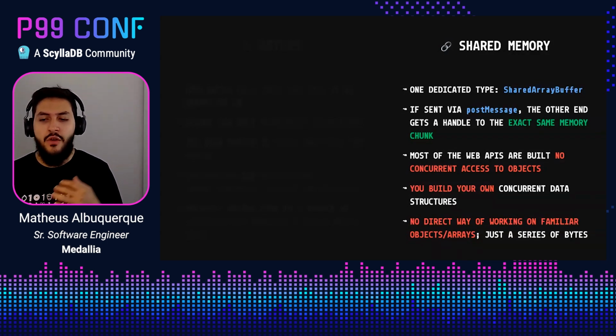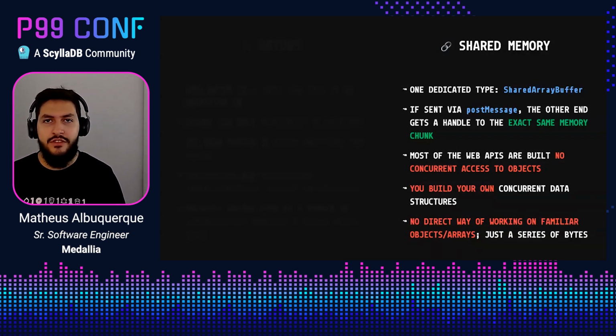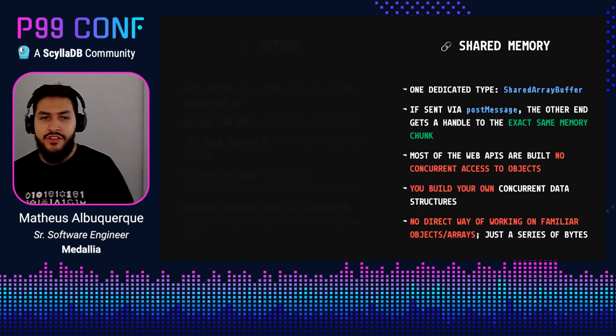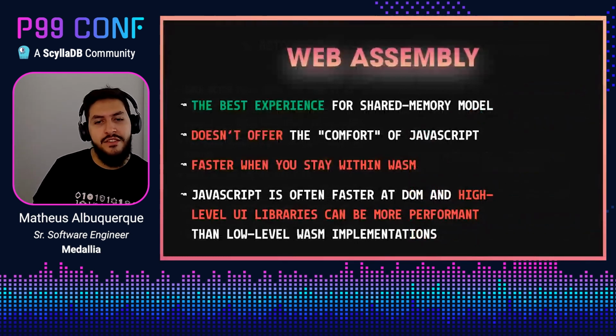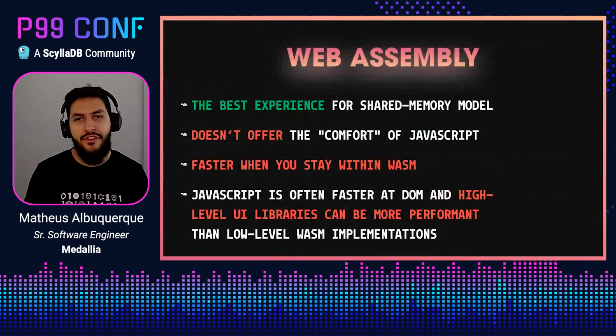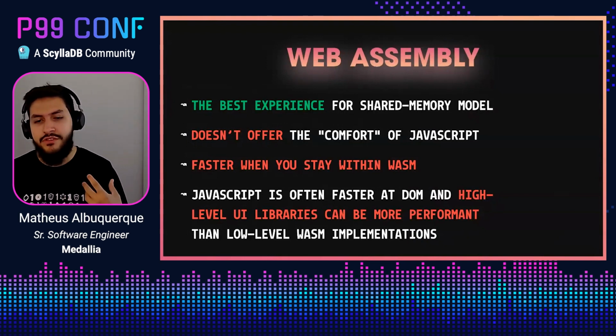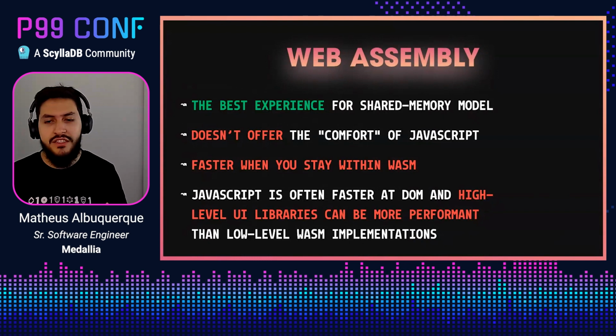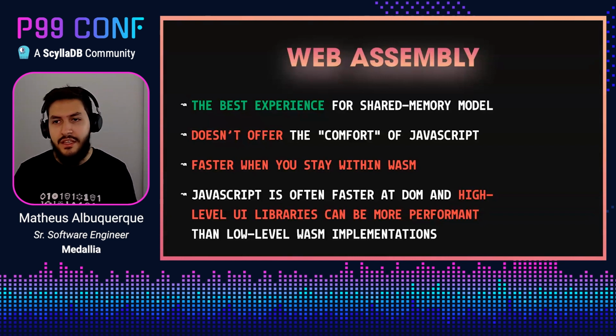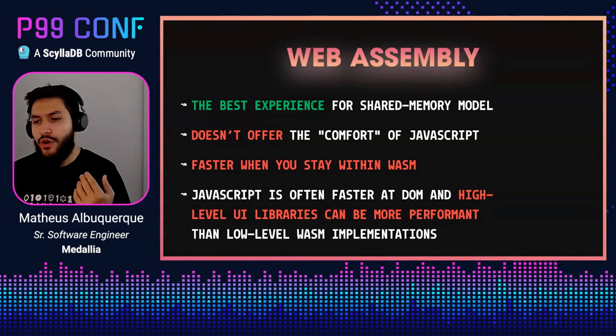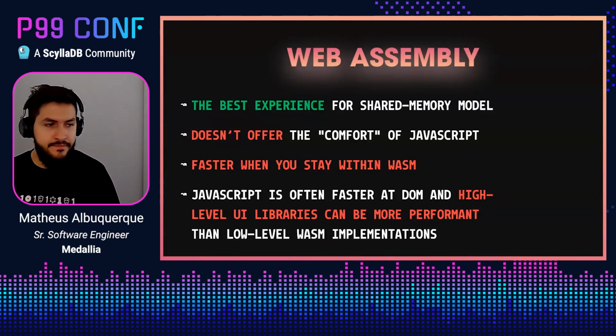And last but not least, there's no way of working on familiar objects, arrays, or other JavaScript stuff. We're just handling a series of bytes. And then there's WASM, which is probably the best experience for sharing memory model. But again, you don't have the developer experience of traditional JavaScript frameworks. And another gotcha is WASM is faster when you stay within WASM. But the more you cross this boundary and start doing DOM and UI updates, etc., you'll see that it doesn't necessarily outperform other frameworks like Inferno or Svelte, Solid, etc.